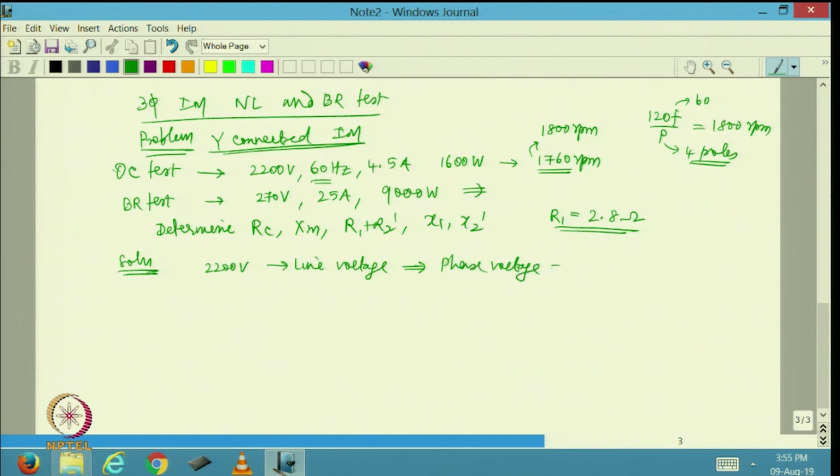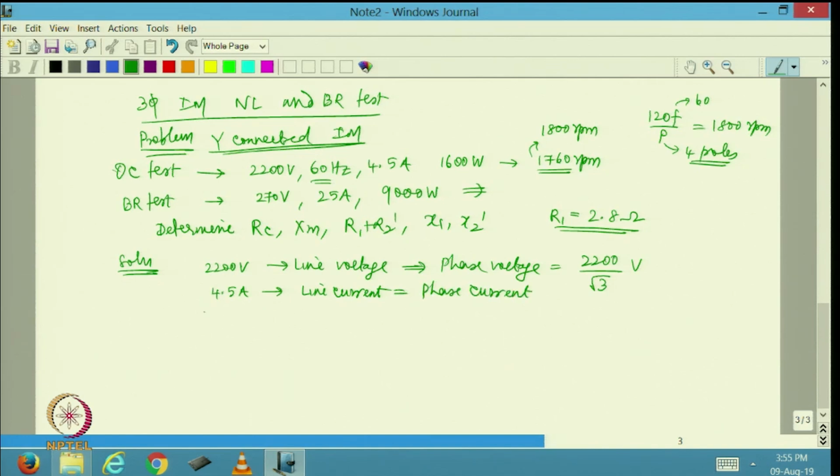Phase voltage is going to be 2200 divided by root 3. This is going to be the phase voltage. Now, 4.5 ampere is given as the current. This has to be line current as well as phase current because it is star connected.